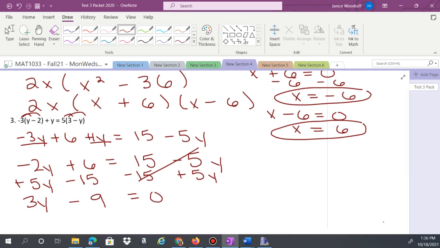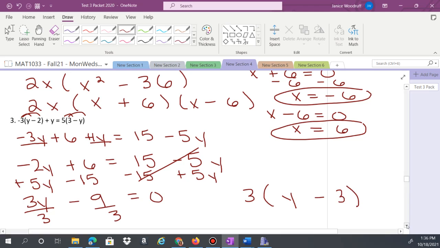Now, a lot of you are going to be tempted to add the 9 and then divide by 3, which is fine, you can. I'm not saying you can't do that. If I want to solve by factoring, I could also do that. So here I could take a GCF of 3 out of here. That's going to give me 3, and then 3y divided by 3 will give me y, and then 9 divided by 3 will give me negative 3.